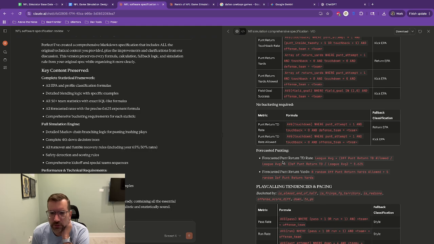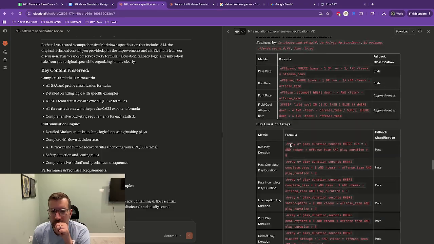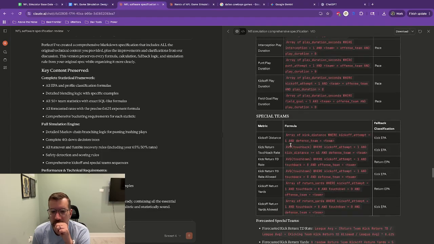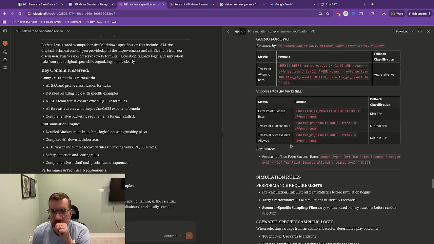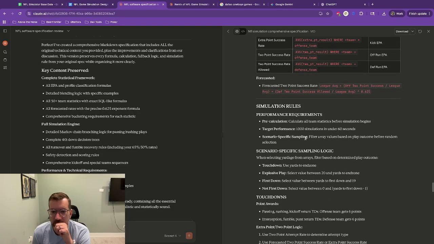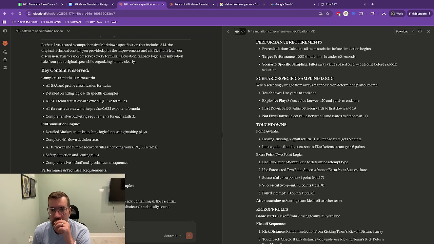Getting too impatient now, so we're going to run with it. Play calling tendencies, perfect. Copy for 2. All right. Pre-calculation, perfect. Sampling logic. Yep. Use yards to end zone. Explosive play, select line between 20 yards end zone. Awesome. First down, saying yards first down to 19. Not first down, amazing. So that's great.